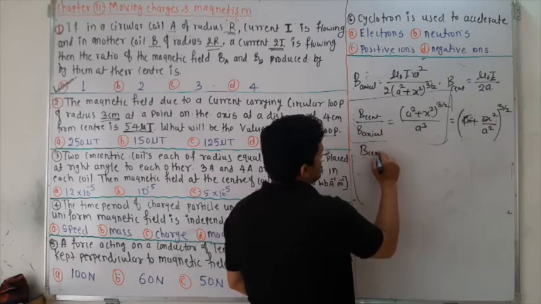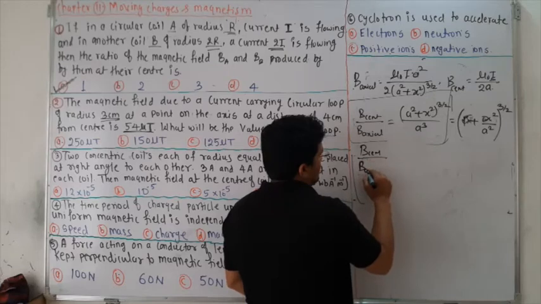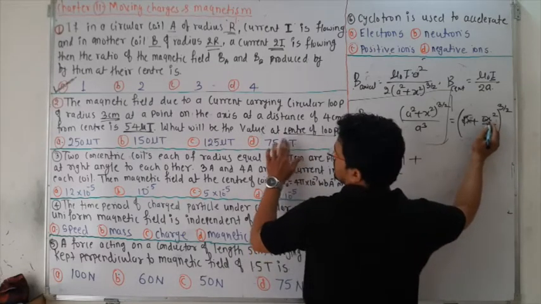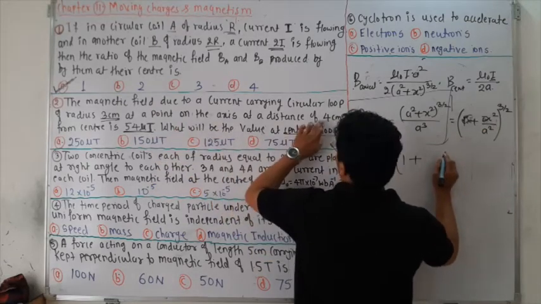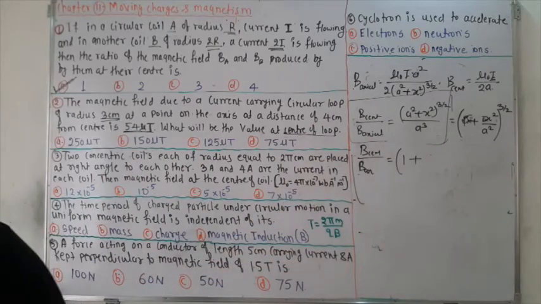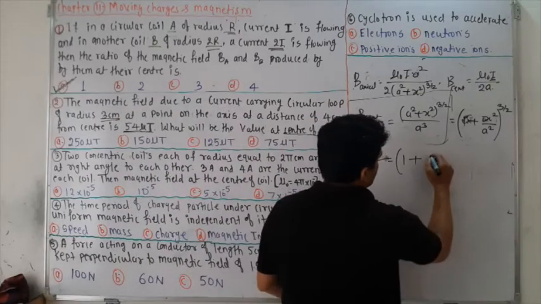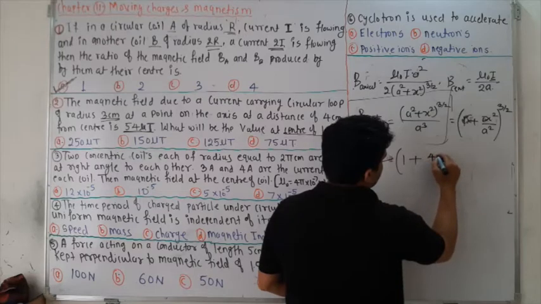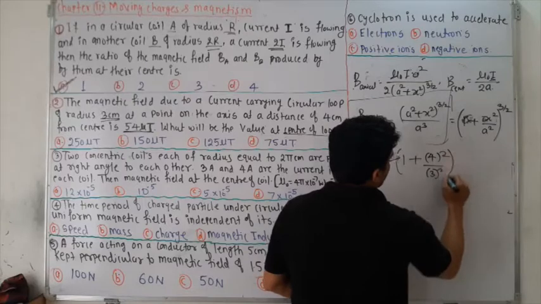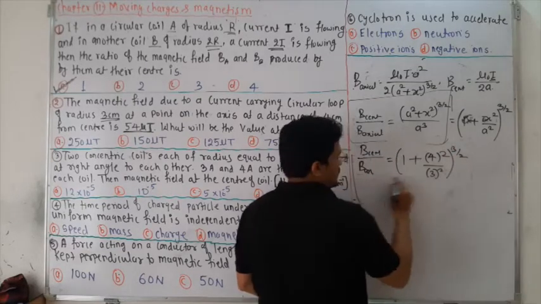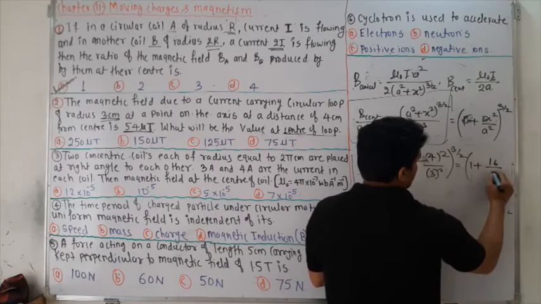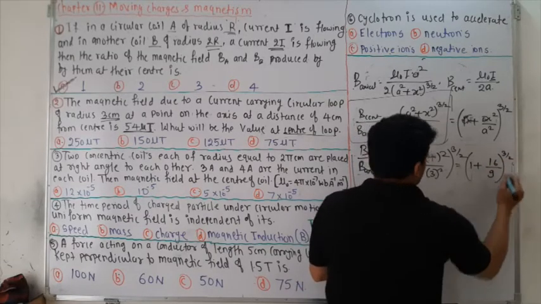Therefore B center divided by B axial is equal to 1 plus, what is the x? X is nothing but the distance, that is 4 centimeter, correct? So it becomes x square, 4 the whole square, divided by A, which is 3, the whole square, raised to 3 by 2. Solve this and you get 1 plus, 4 square becomes 16 and 3 square becomes 9, raised to 3 by 2.